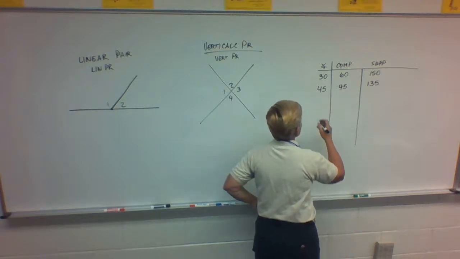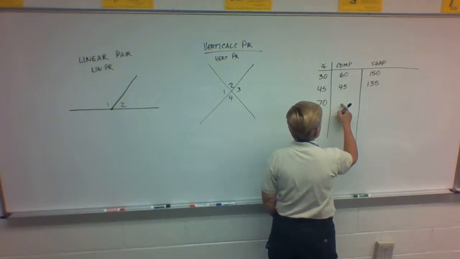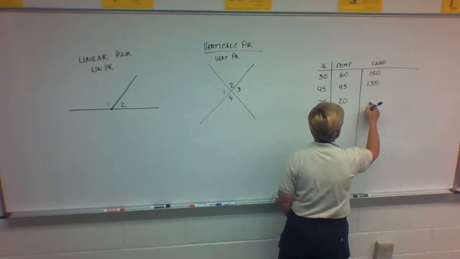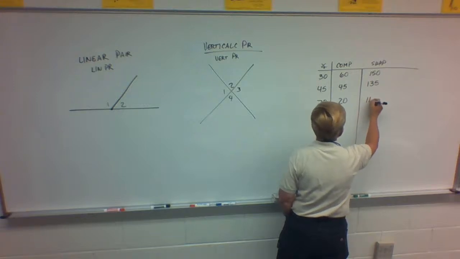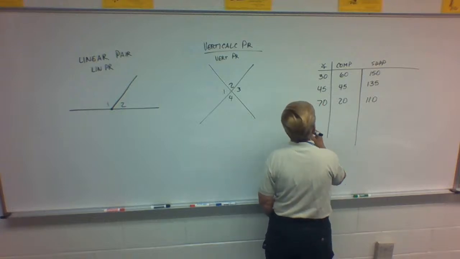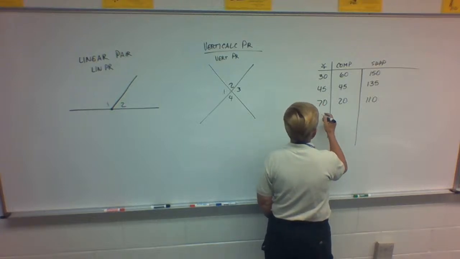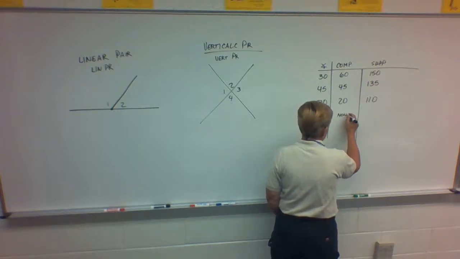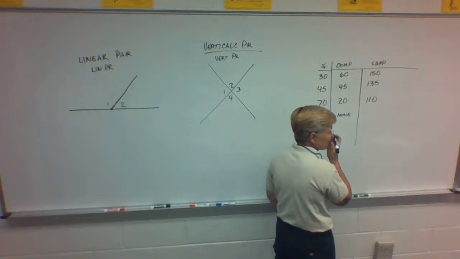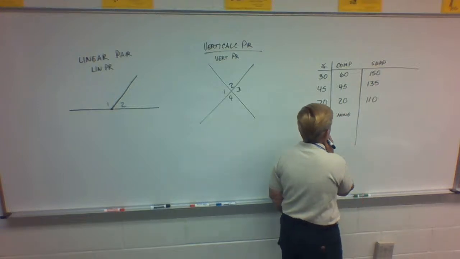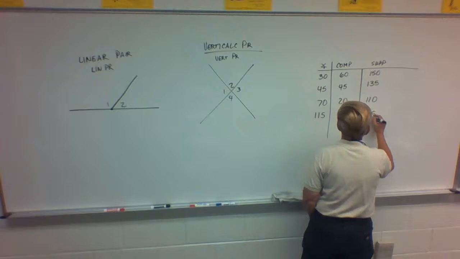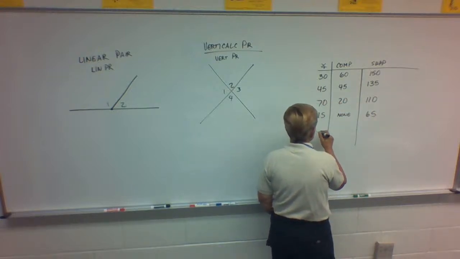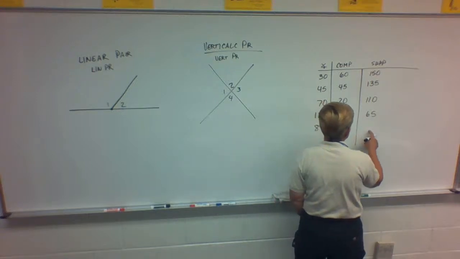Excellent. Okay, let's try this one. 70. What's this? 20. What's this? 110. I don't know if I heard it. I was waiting to hear it very definitively here. Okay, so this one I'm going to say is 115. There is none. If you pass 90 with one of your angles, you can't have a complement to it. We're already past it. So what's its supplement? 65. Okay, let's do a couple more of these. Let's do 89. What's this one? 1. What's this one? 91.